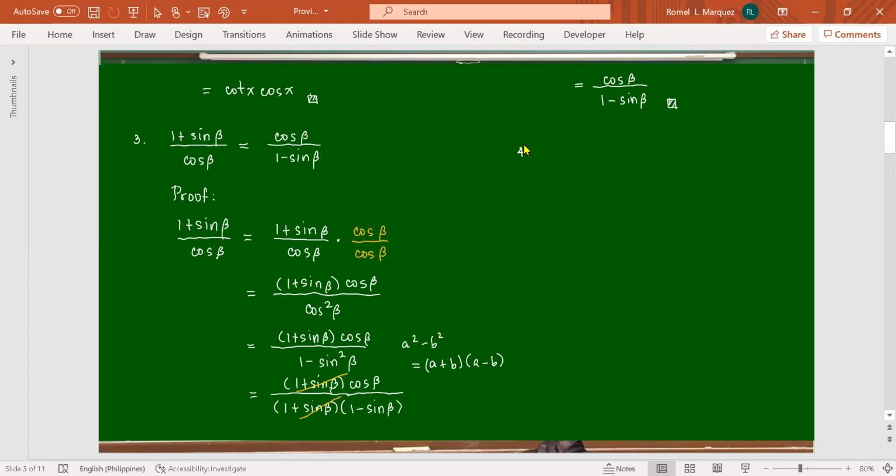Proving identities is not actually unique, no? As long as you are replacing any expression with its equivalent and you do correct algebra, then arriving to your goal, that's correct. No? Okay.